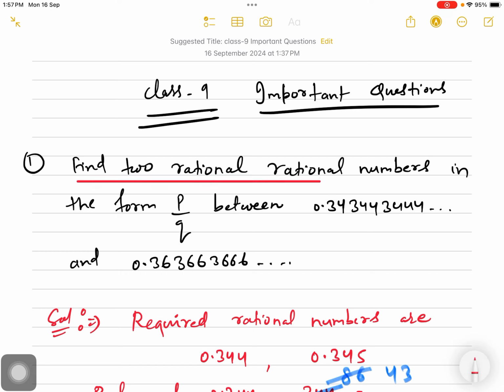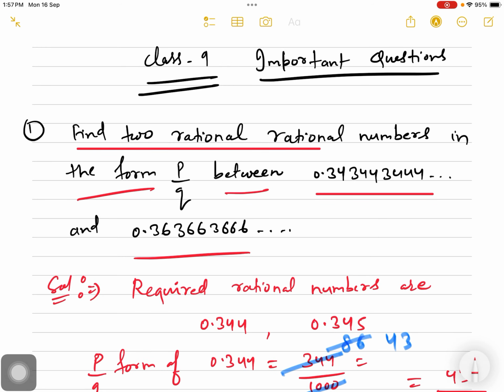Find two rational numbers in the form of p by q between this number and this number. Okay, so these two numbers they have given. In between these two numbers, we have to find two rational numbers and they should be in p by q form. Okay, so first we will find in decimal form, then we can change into p by q form. Okay, that will be easier.